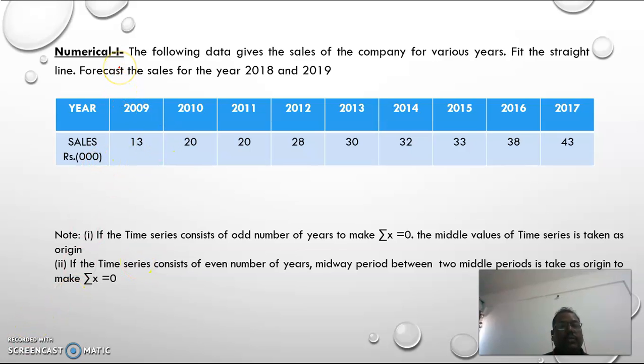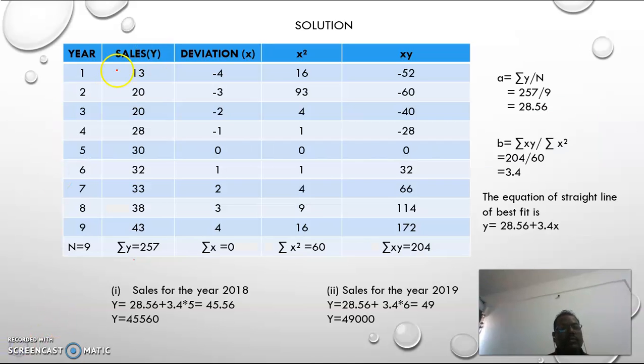Now just look at the numerical. The following data gives the sales of a company for various years. Fit the straight line and forecast the sales for the years 2018 and 2019. From this, we can see there are 9 periods: year 1, 2, 3, 4, 5, 6, 7, 8, 9. The fifth is the middle one, that is our origin for the deviations. And the sales are given in thousands.